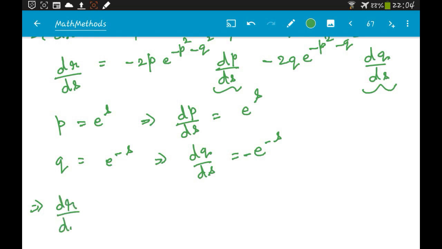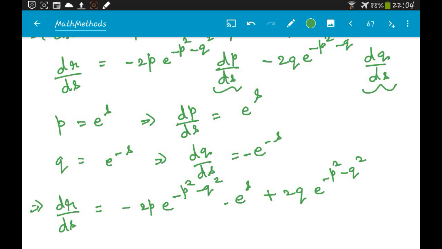So finally we will get dr/ds is equal to -2p e^(-p²-q²) into e^s plus 2q into e^(-p²-q²) into e^(-s). So this is your final answer.